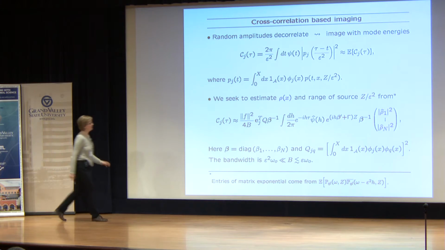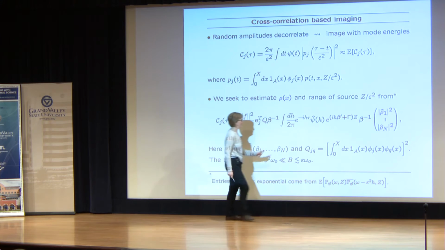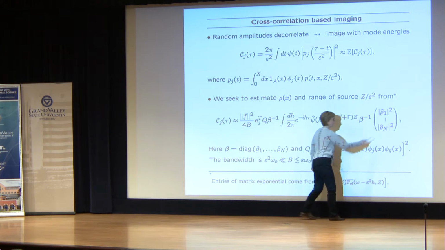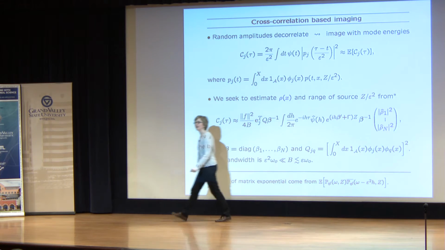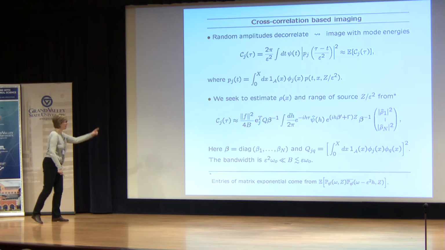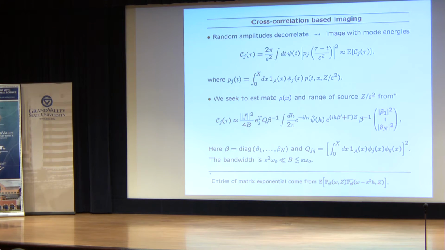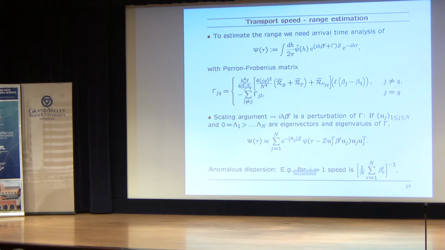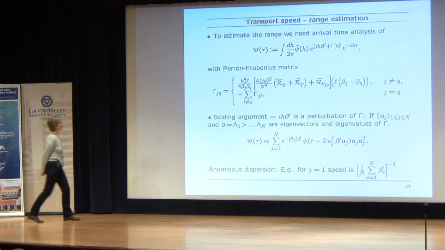Okay, so the unknown is the distance Z and the source density. And so now how do we find it? We have the cross correlations for each mode. That is what we record, as a function of time. So first of all, to get the range Z, we look at time. So we look at arrival times. And this is something that is typically done in imaging. So we need the arrival time analysis of this integral.